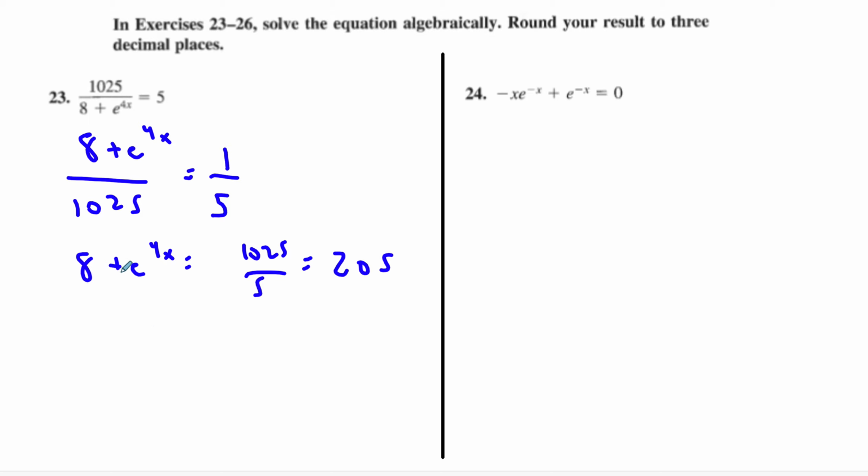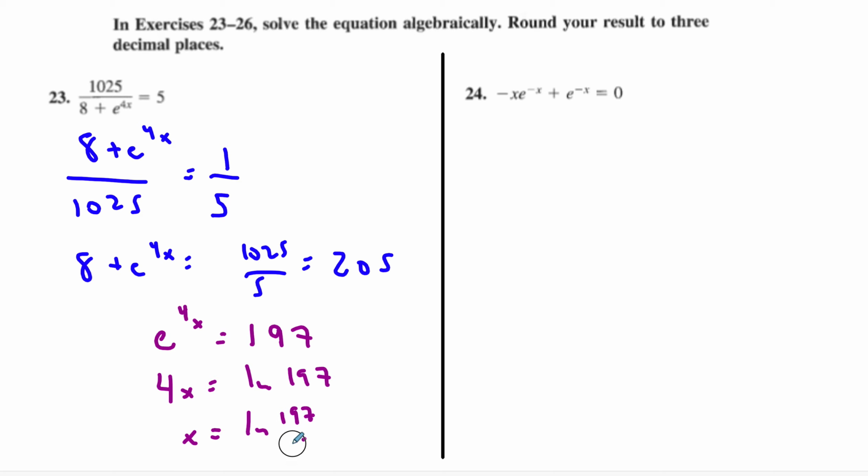Okay, so then I can subtract 8. Hopefully you can see what's going on here, because I want to get my exponential by itself. 205 minus 8 is 197. I'm going to take the natural log of 197, and then I'm going to divide that result by 4, which is, to 3 decimal places, I don't care if you round or truncate, so I'm just going to go ahead and write 1.320. If you rounded, it'd be 1.321, but either way works.